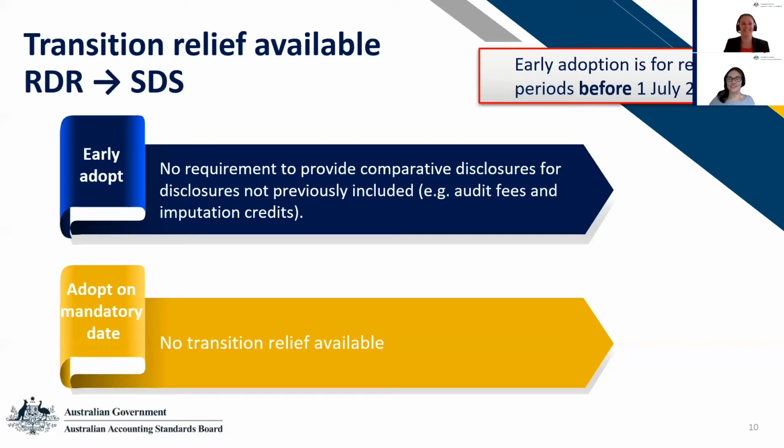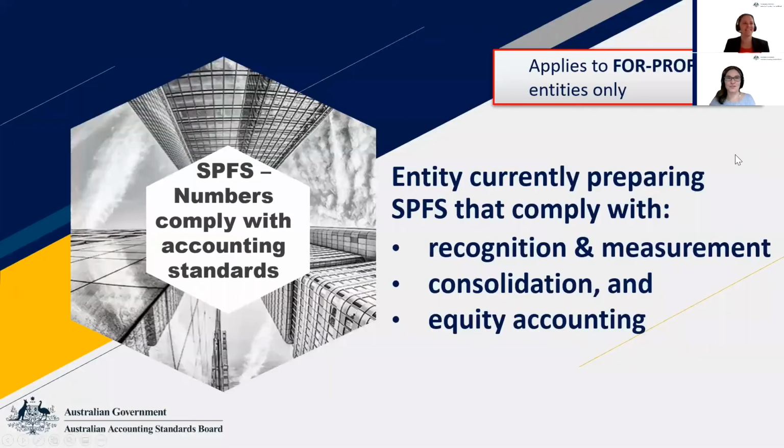All right, fantastic. So that's our RDR moving through to the simplified disclosure. What we're now going to look at, so we're going to work up through the difficulty levels. That was the easiest one because you're already doing general purpose, you're just moving the disclosures. The next one is you were previously preparing special purpose financial statements. Your numbers fully complied with accounting standards. That means you did recognition and measurement, you did consolidation, and you did equity accounting. So effectively, you had exactly the same numbers as if you were doing general purpose.